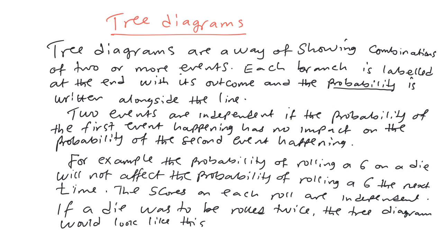So look at this situation. We discussed this in the previous lesson: when you roll a die and you score a 6 the first time, that's not going to affect the probability of scoring a 6 the next time. Such situations are independent probability situations. So how do we use a tree diagram to visualize this kind of situation? Let's see what happens if a die is thrown twice.